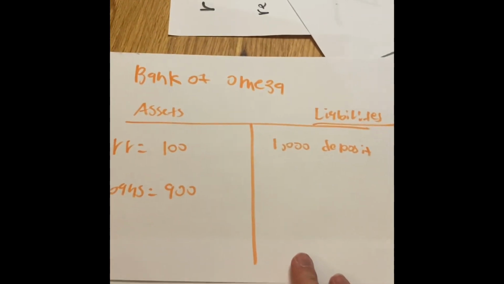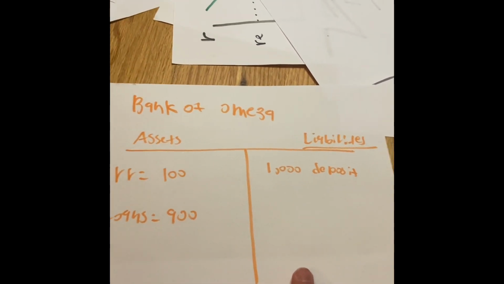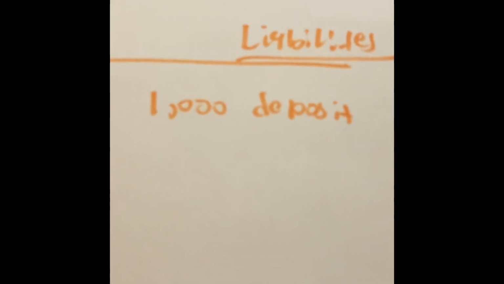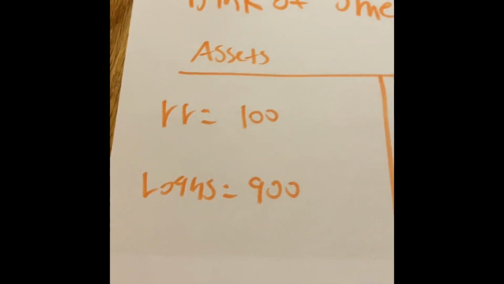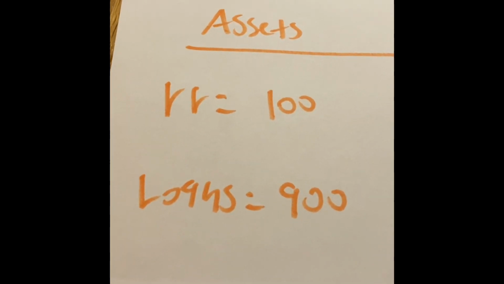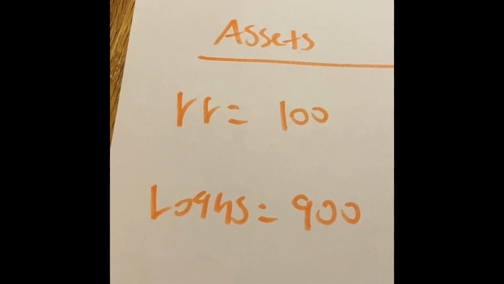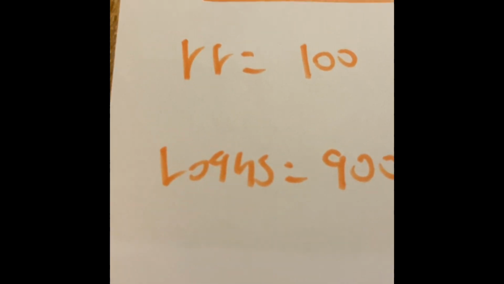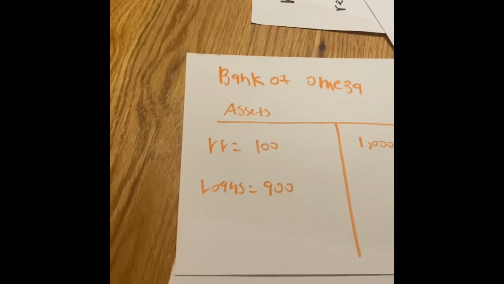So here is a fictional bank that I made up called the Bank of Omega, because the last time we used the Bank of Alpha. So its liabilities on the T-chart are a $1,000 deposit. That business day, they saved for their reserve ratio $100, but spent $900 and gave it to loans. They gave loans to other people.